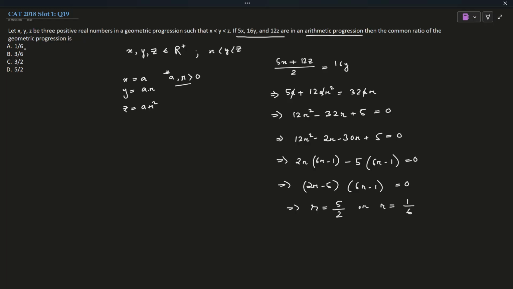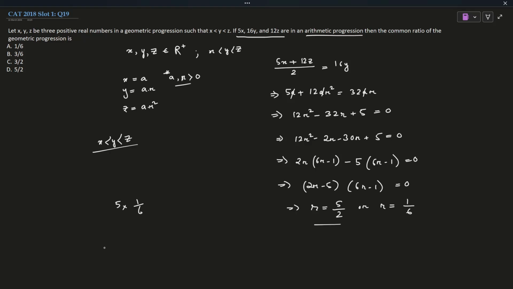So I have 1 by 6, I have 5 by 2. Now guys, please remember, x is less than y, y is less than z. When will this happen? This will happen when r is 5 by 2, because x is a positive number. When you multiply a positive number by another real number which is less than 1, the number will decrease. Let's say you have a number, let's say 5. You are multiplying 5 with a number which is less than 1, which lies between 0 and 1.